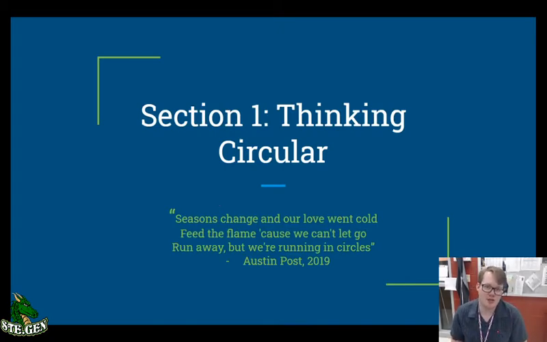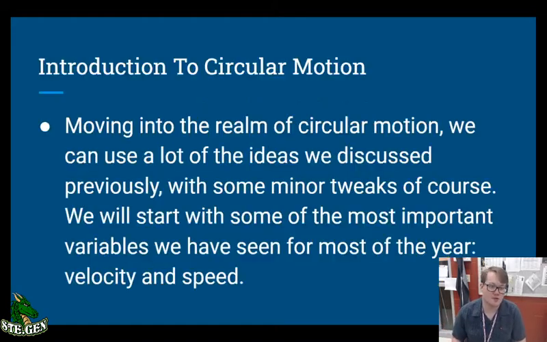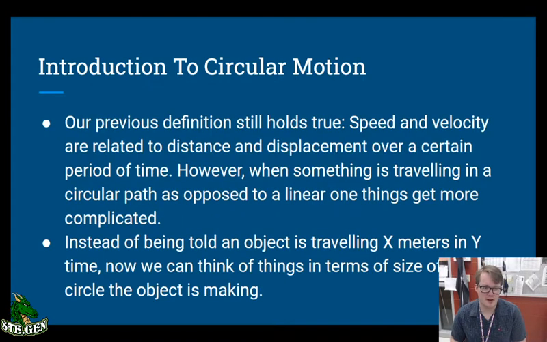We need to make sure that we know what it's like when you're thinking in something that is circular in motion as opposed to something that's linear in motion. Now that we're in the realm of circular motion, we can use pretty much the same type of stuff that we have been using. We just have to do a couple of minor tweaks. We're going to start with some of the most important variables, velocity and speed, and we're going to talk about acceleration a little bit later as well. Distance and time are not as big of a problem, but there's some other little stuff in there as well.